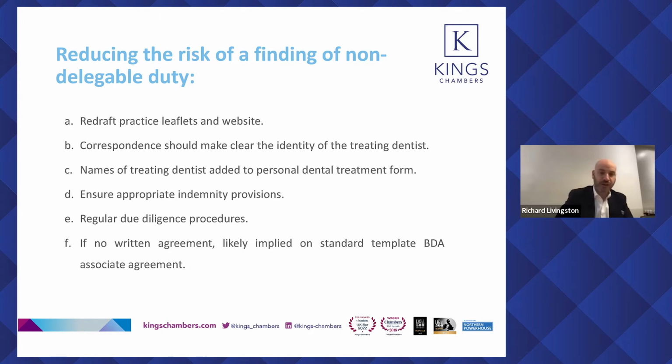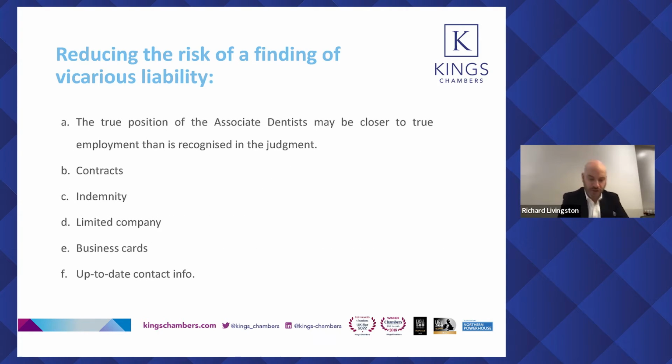Turning to the steps that can be taken to reduce the risk of a finding of vicarious liability. Of course, Mr. Rattan was not considered vicariously liable for the actions of the associate dentists, owing to the freedoms that they had in the practice. But nevertheless, the finding was specific in that case. The judgment, in my view, only sets a very limited precedent for vicarious liability claims, and you still see this pleaded and pursued by claimants.